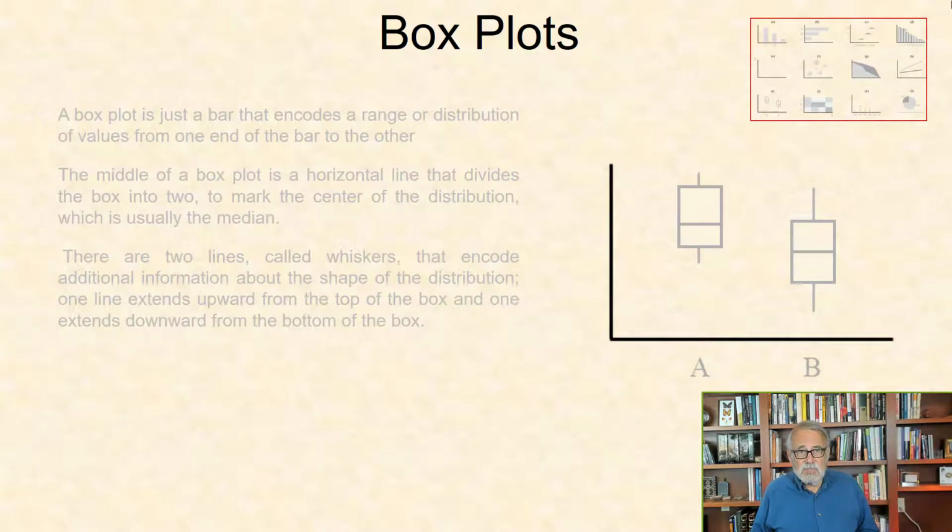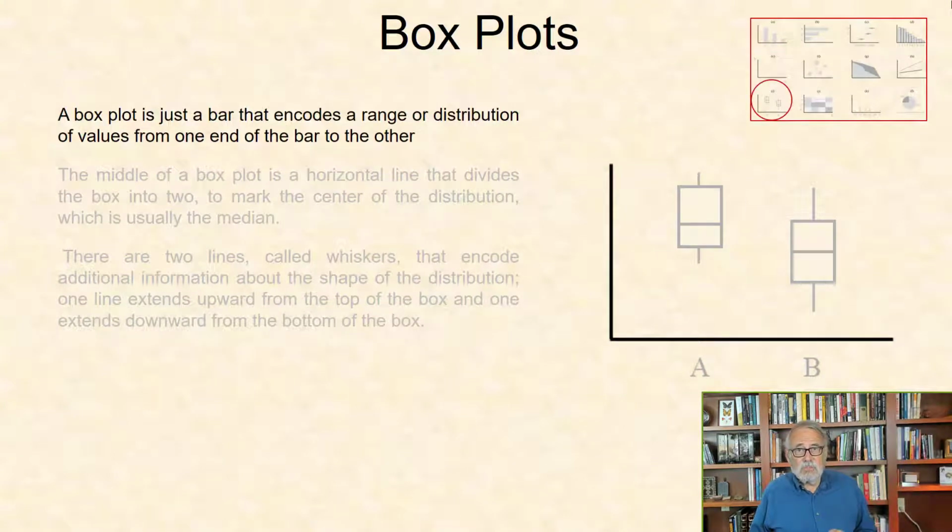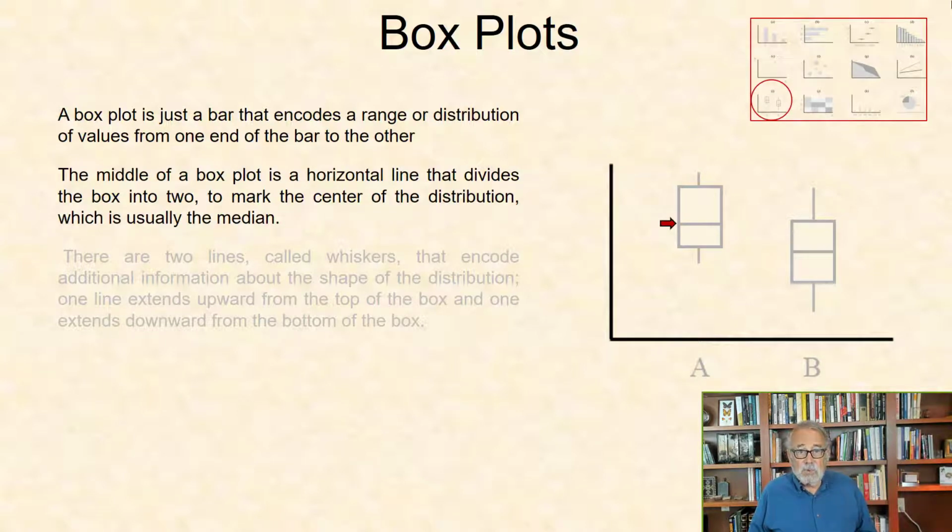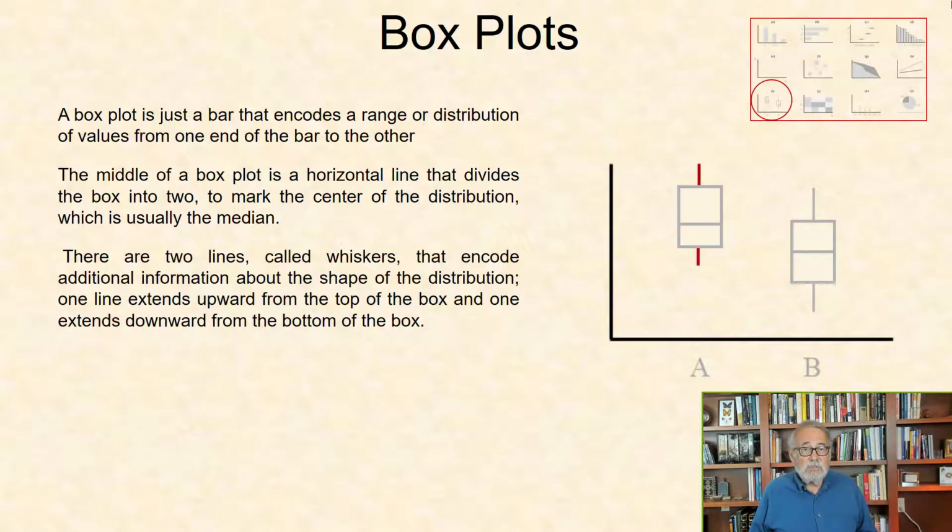A box plot is just a bar that encodes a range of distribution of values from one end of the bar to the other. The middle of the box plot is a horizontal line that divides the box into 2 to mark the center of the distribution, which is usually the median. There are 2 lines called whiskers that encode additional information about the shape of the distribution. One line extends upward from the top of the box, and the other extends downward from the bottom of the box.